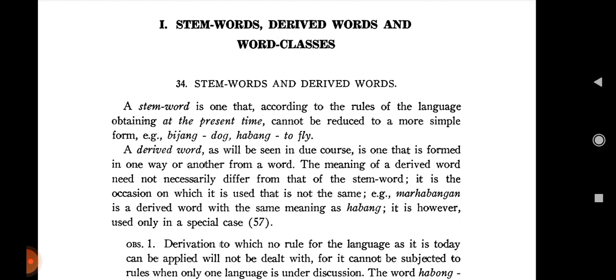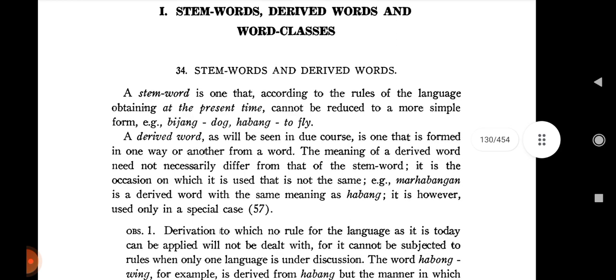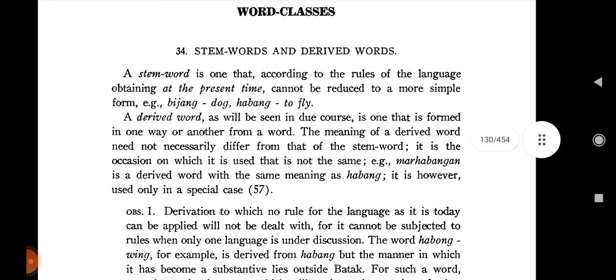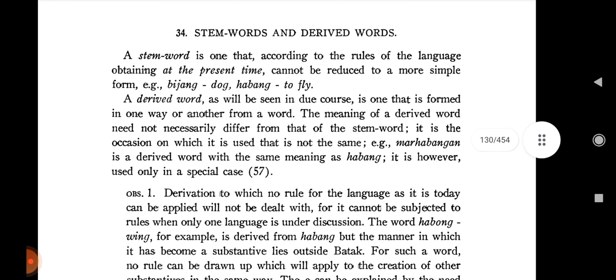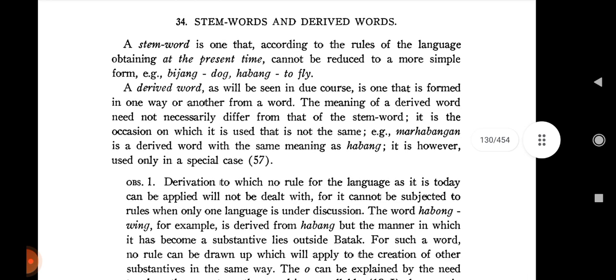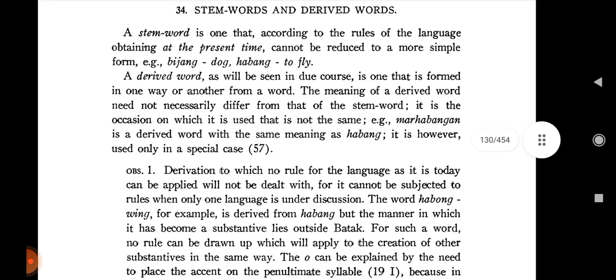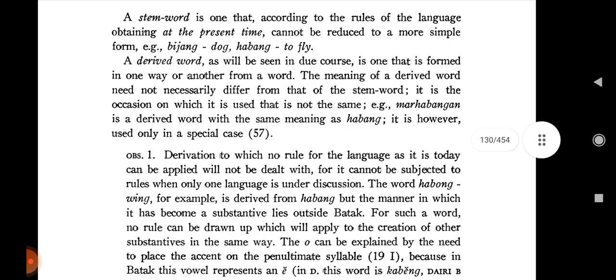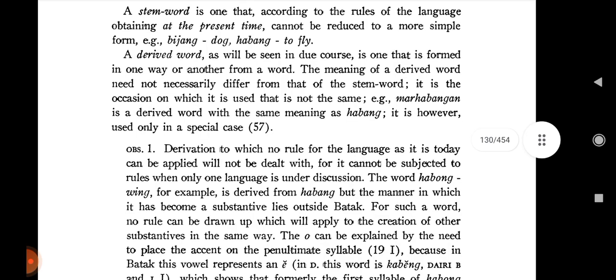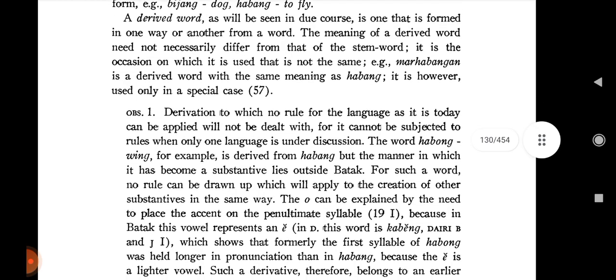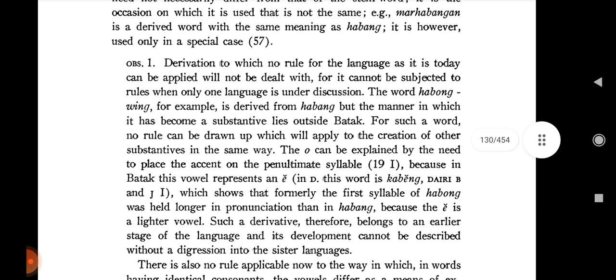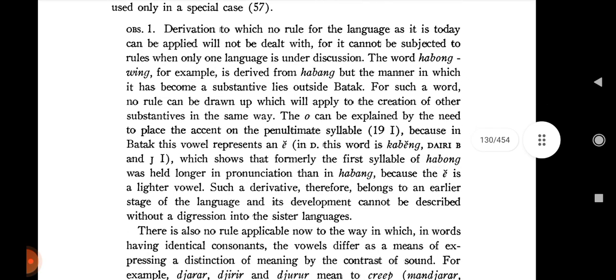The meaning of a derived word need not necessarily differ from that of the stem word. It is the occasion on which it is used that is not the same. Igi maghabangan is derived from a word with the same meaning as habang. It is, however, used only in a special case.